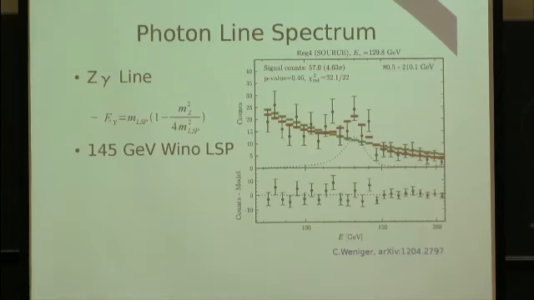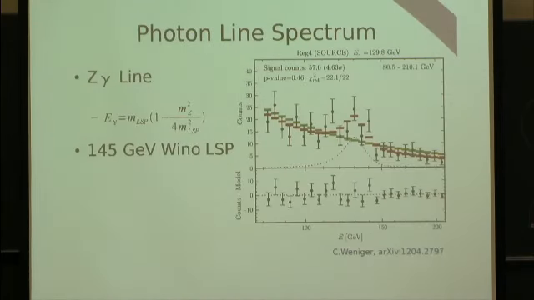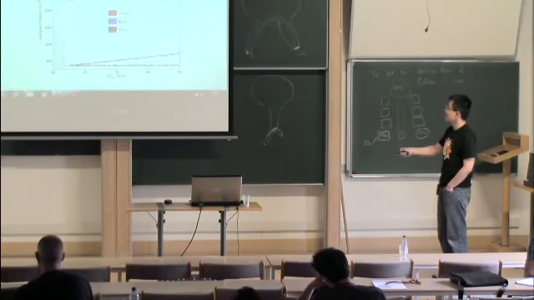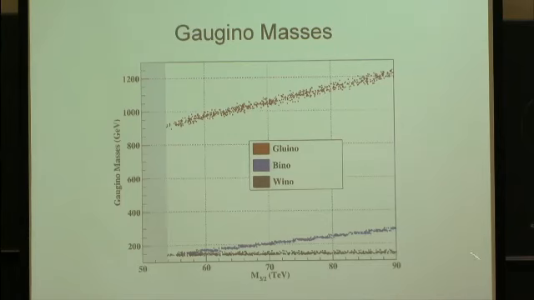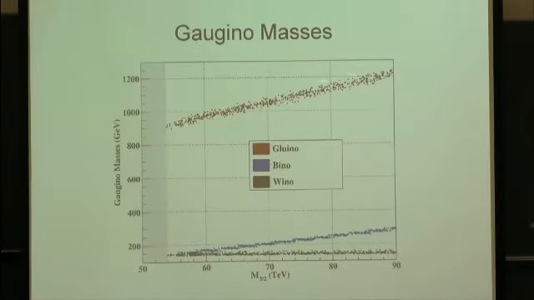And this is not all the information we can extract from this result, because we have a concrete expression for all the gaugino masses. We can actually calculate not only the Wino mass, but also have constraints on the Gluino mass and Bino mass. So this is a graph I made. You can see we fixed the Wino mass to be 145 GeV, and the Bino mass will go like this, and the Gluino mass has a slightly larger uncertainty.